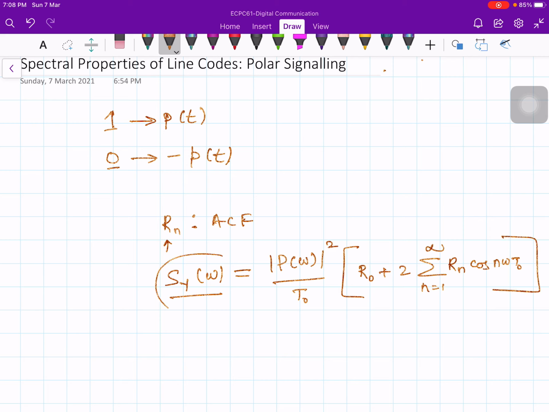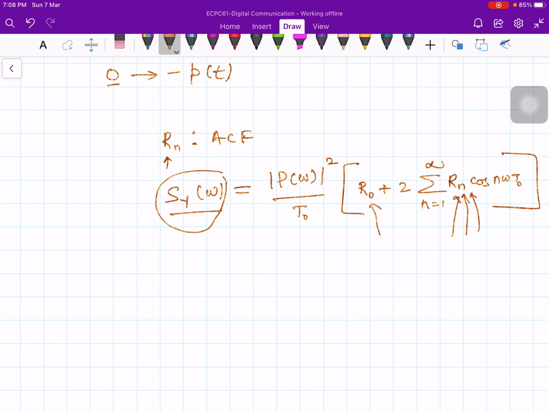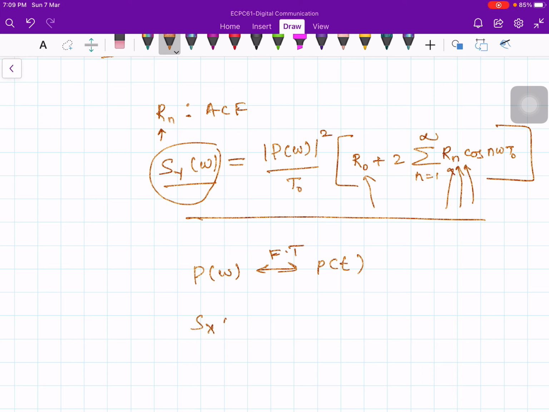So in order to calculate Sy of omega, I need to know R0, R1, R2, R3 and so forth. To compute Sy of omega, we have to go back to the basic expression and look at the amplitudes of R0, R suffix 1, R suffix 2 and so on, in order to calculate the nature of the power spectrum. What is P of omega? P of omega is the Fourier transform of your pulse P of t. Therefore, this Sx of omega, the power spectrum of the pulse, remains the same, but the factor which depends on the amplitudes R0, Rn, etc. will have to be calculated afresh depending on the kind of line coding scheme that we have.